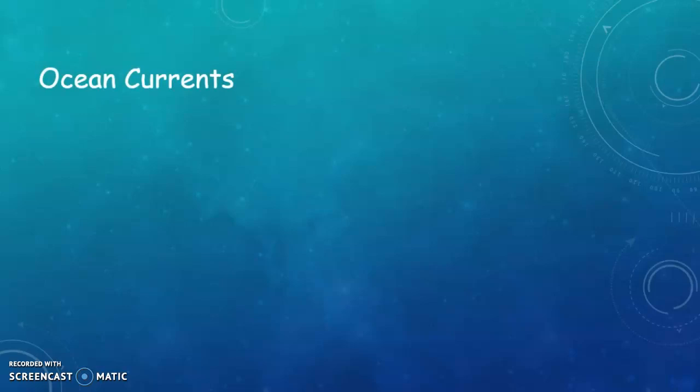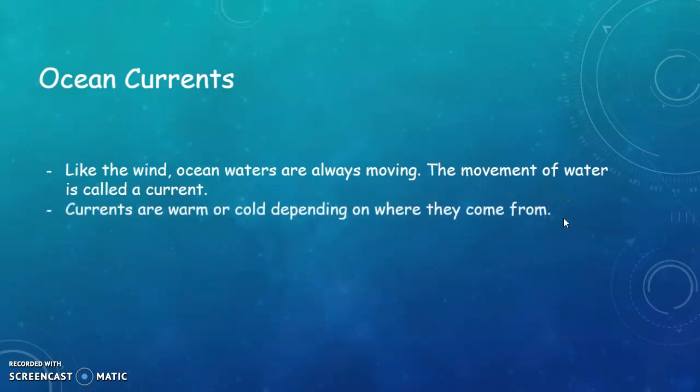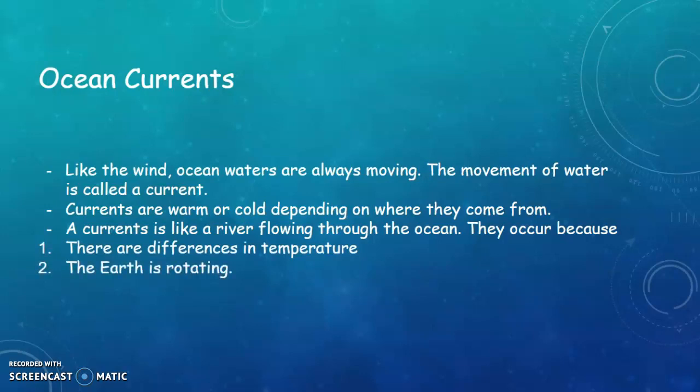Okay, so these are some of your notes for today. Ocean currents are like the wind, they never stop moving. Ocean waters never stop moving, and the movement is called a current. Currents are warm or cold depending on where they come from, and a current is like a river flowing through the ocean. They occur because of differences in temperature, because the earth is rotating, and because of wind. Okay, so those are three things that cause ocean currents to occur.